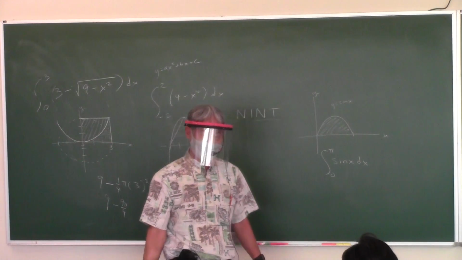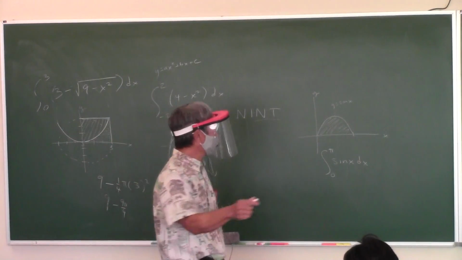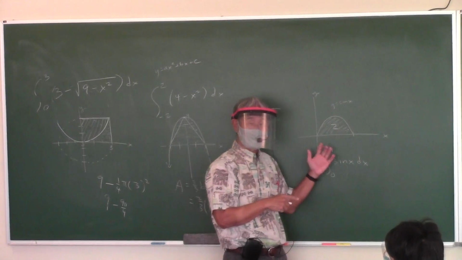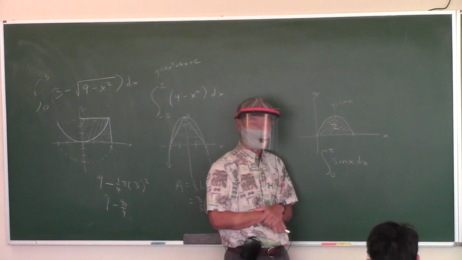Actually, I know the answer already. What is it? 2. 2. Isn't it kind of amazing? The area under one arch of the sine curve is exactly 2 square units. It's exact.